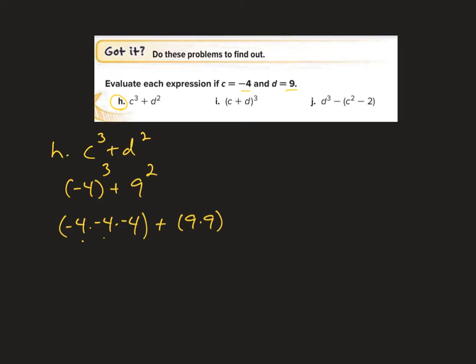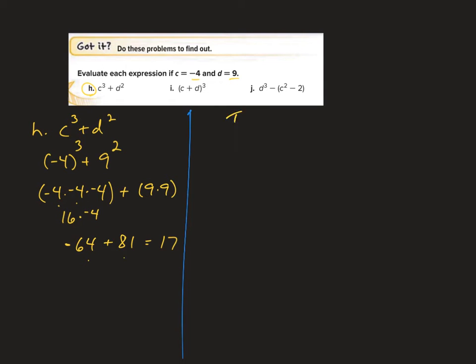Negative 4 times negative 4 is positive 16. And positive 16 times negative 4 would be negative 64. Plus 9 times 9, which is 81. Now we just follow up with negative 64 plus 81 would be equal to positive 17. So now I'd like you to try these last two problems on your own. So I'd like you to try I and J. So pause the video, try those two problems, then come back and check your answers.